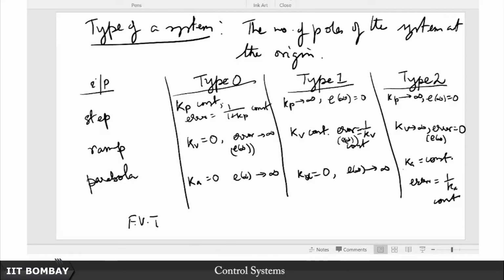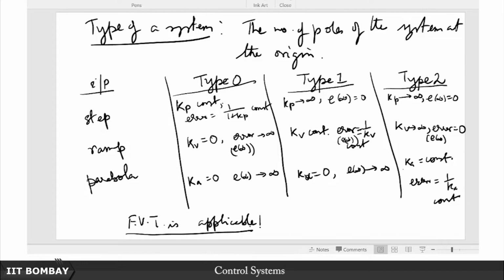Now, as I promised in the previous lecture, you see before yourself on the screen that we have now tabulated the different types of errors according to the type of a system. And as you can see, the definition of the type of a system, as we discussed in the previous class, is given on the top of the slide, which is the number of poles of a system at the origin. The standing assumption for all of this is that the final value theorem is applicable, which is another way of saying that the system is closed loop stable. Only then all of this makes sense.